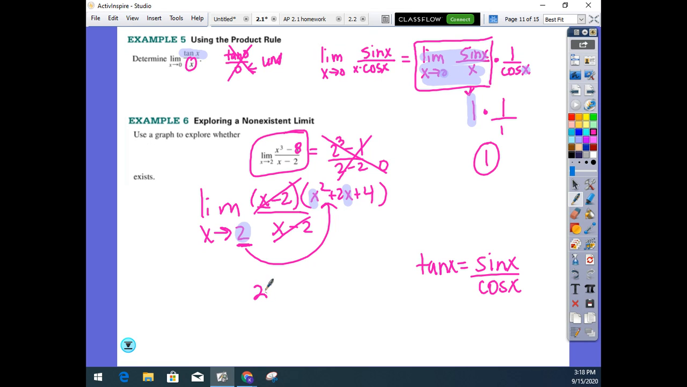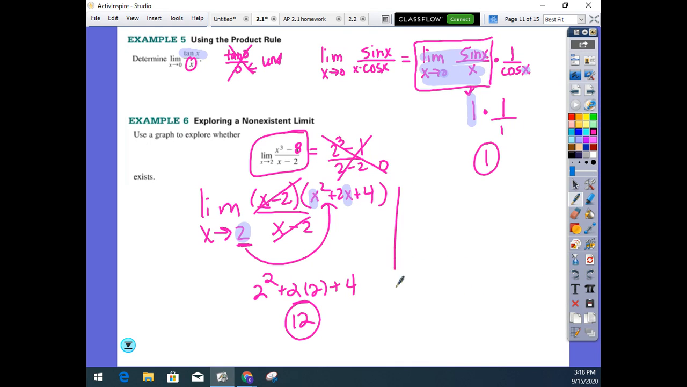Now I'm going to substitute my 2 in place of each x. So I get 2 squared plus 2 times 2 plus 4, which is 12. So that's if this were 8 here. That's the process you want to do. Example 6 actually says, let's graph this.